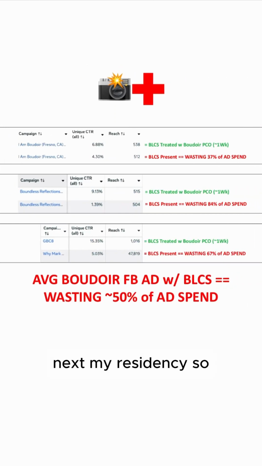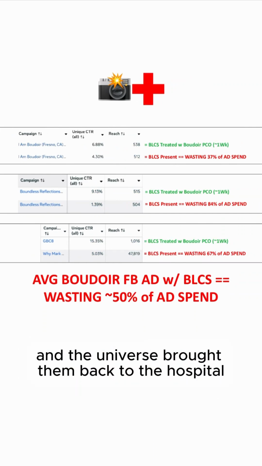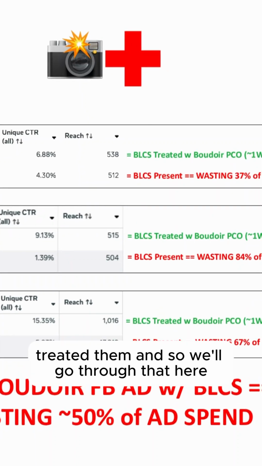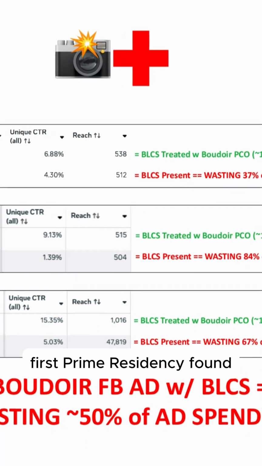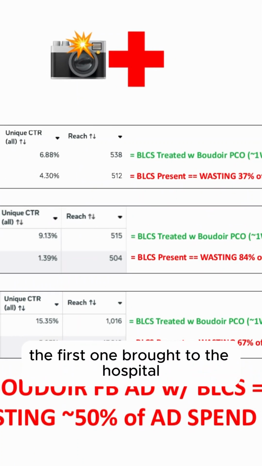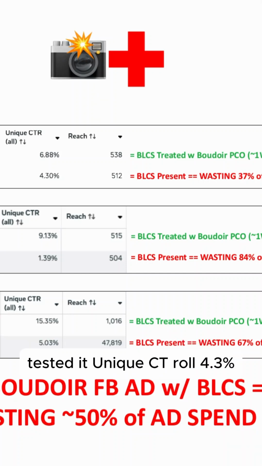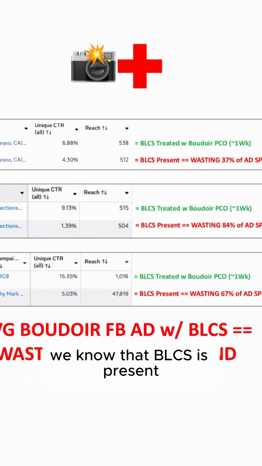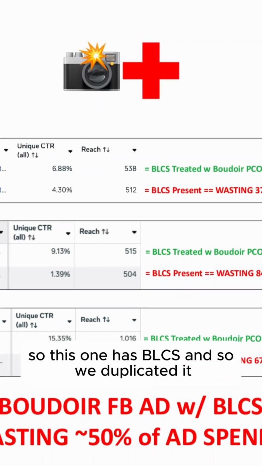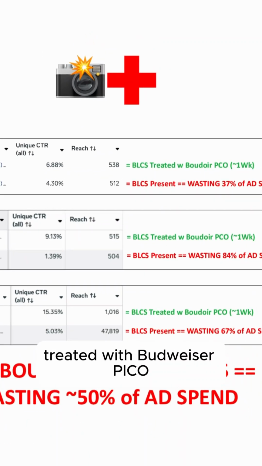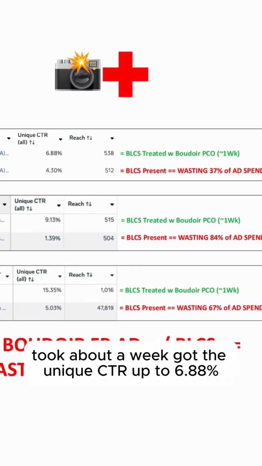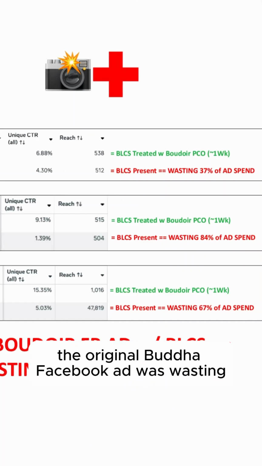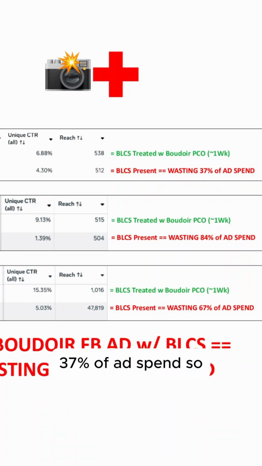Next, my residency. So I went out and took some Boudoir Facebook ads out there in the universe, brought them back to the hospital, tested them, treated them, and we'll go through that here. First part of my residency, found the first one, brought it to the hospital, tested it. Unique CTR 4.3%. Anytime unique CTR is under 6%, we know that BLCS is present. So this one has BLCS. And so we duplicated it, treated it with Boudoir Pico, took about a week, got the unique CTR up to 6.88%. And so we found out the original Boudoir Facebook ad was wasting 37% of ad spend.